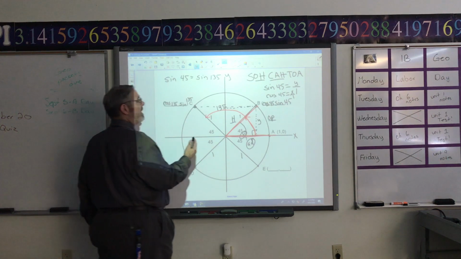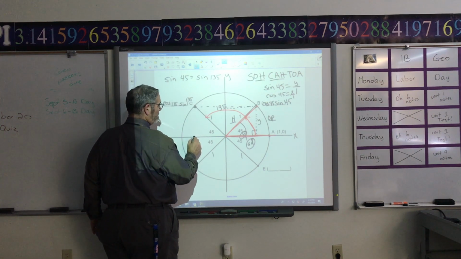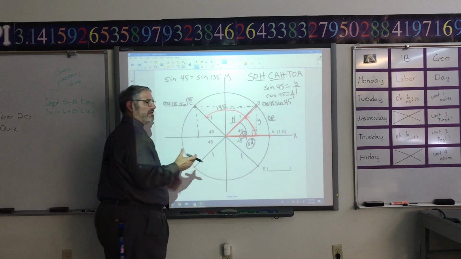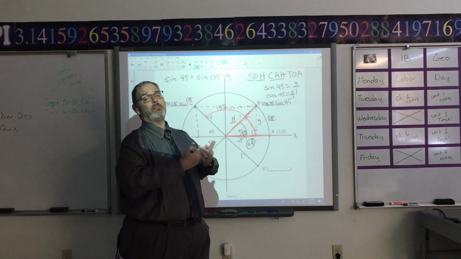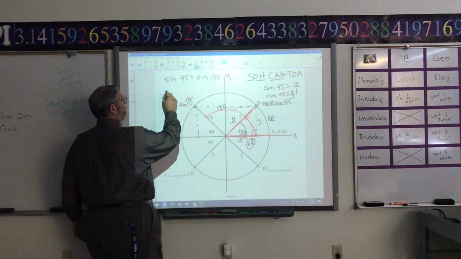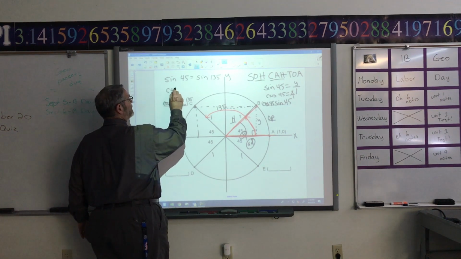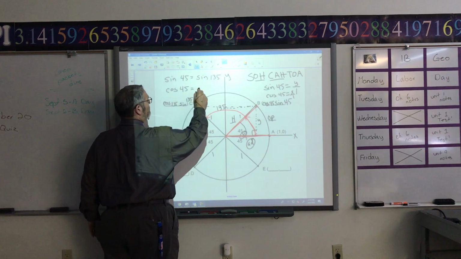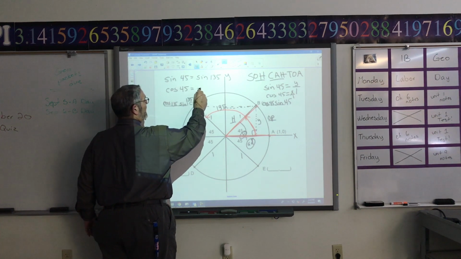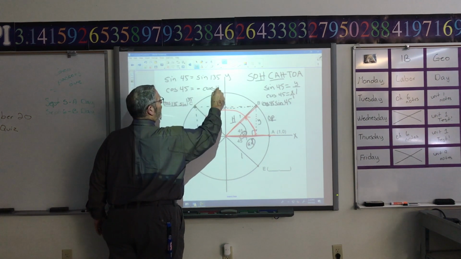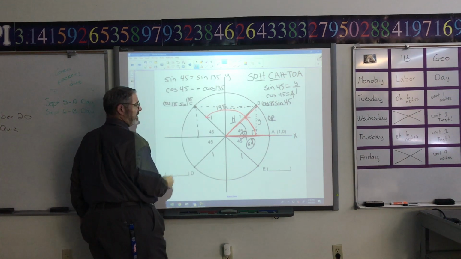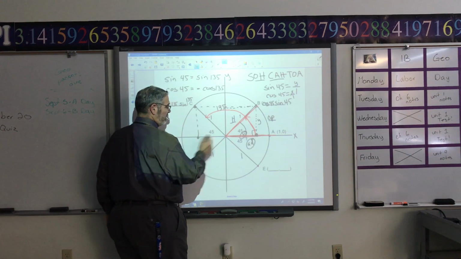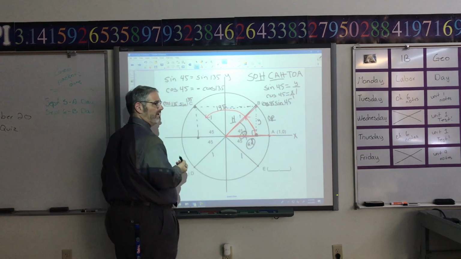However, because the x value from here to here is the same distance but in the opposite direction, the cosine of 45 is going to be equal to the negative of the cosine of 135. If you think about it, whatever value this is here, it's going to be the same value in the negative direction.